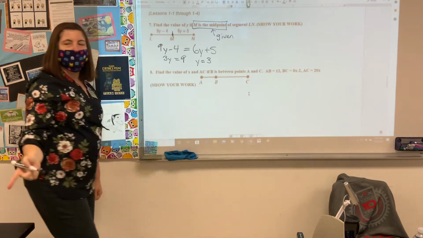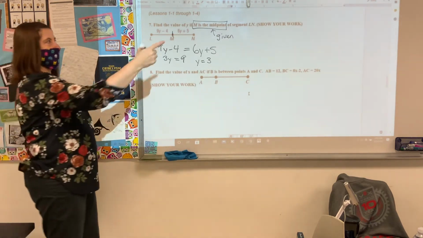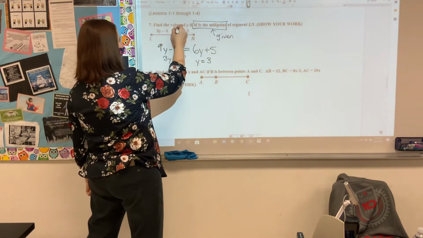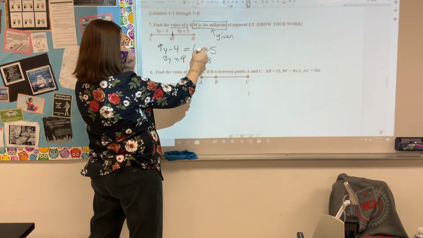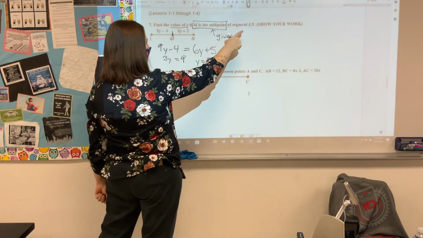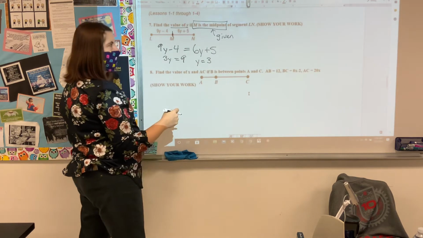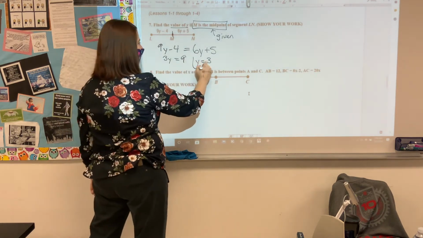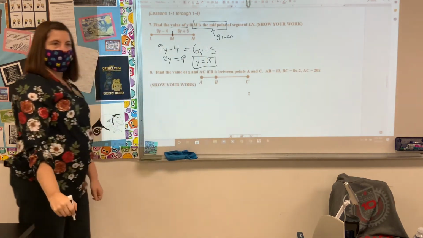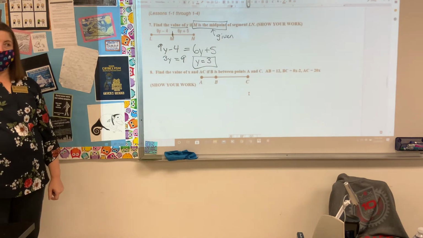Now I need to go back and double check. Is there anything else that I need? Find the value of y if M is the midpoint of segment LN. Do I have everything? Yes. Nothing further was needed.